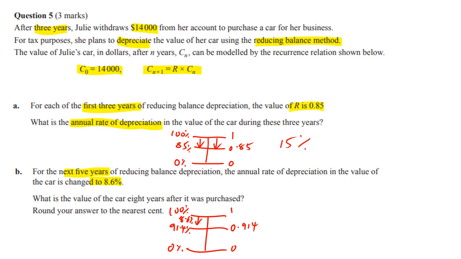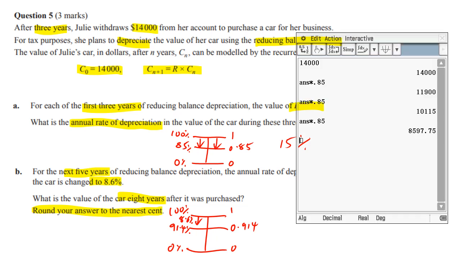Now it says, what is the value of the car after 8 years? You have to round your answer to the nearest cent because it's financial and you always do that. Let's have a look at how to do that in the calculator. So let me just delete a couple of things here. What I did was I put my 14,000 in the calculator and just hit execute. Remember, we're doing 3 years at the 0.85, so that's why we do times 0.85, 1, 2, 3, and that's our value there.